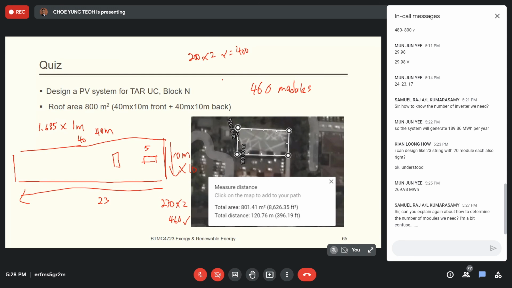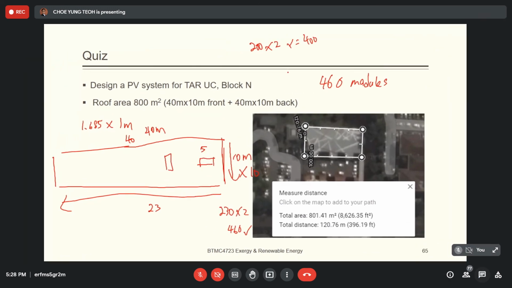Is that what you mean? How to calculate the number of modules? Yes, sir. Yeah.